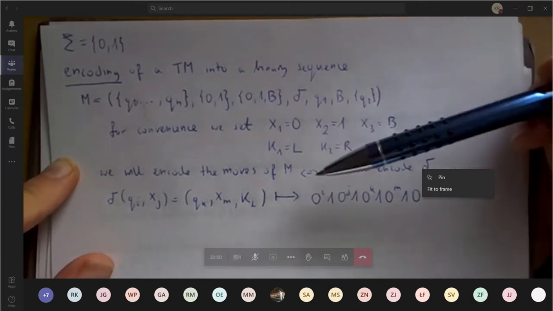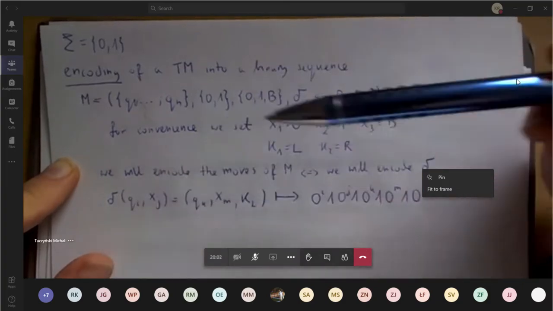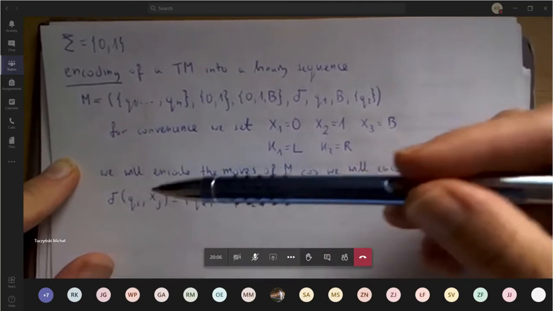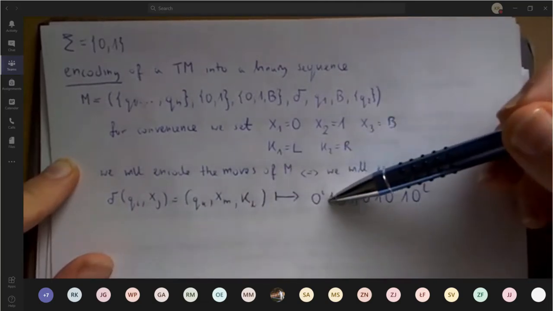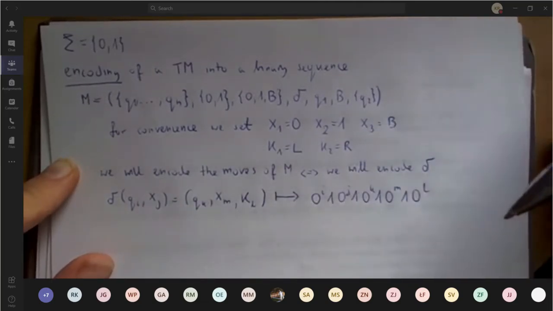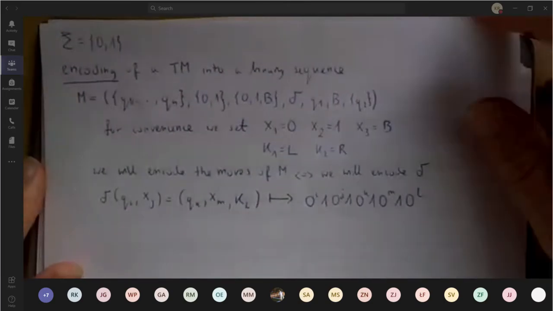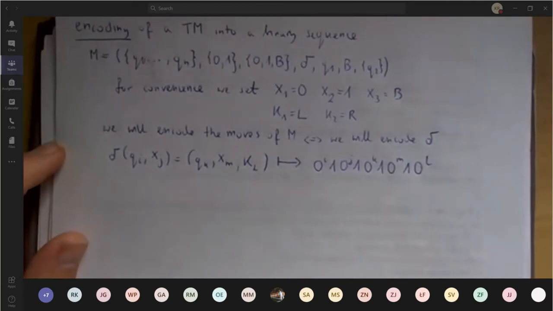Okay, so the number of zeros means the index of these variables, and ones separate the zeros. So this is the code of just one move, and what is the code of the whole M?